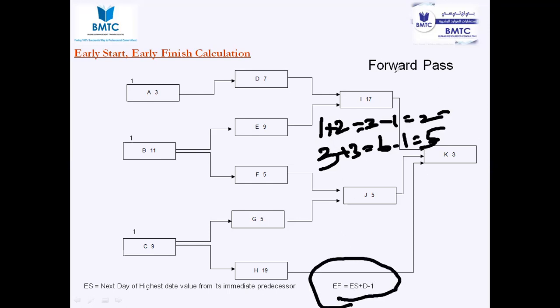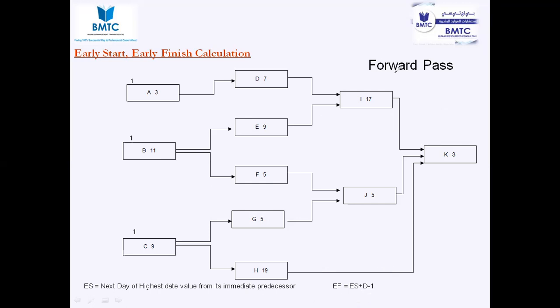So we are doing the forward pass calculation. So we can go with our calculation. What is the early finish of activity A? 3 plus 1, 3.